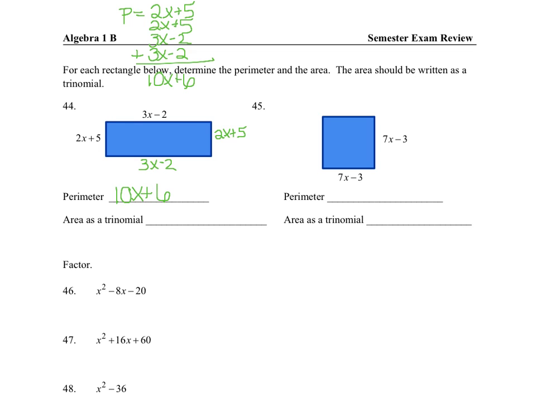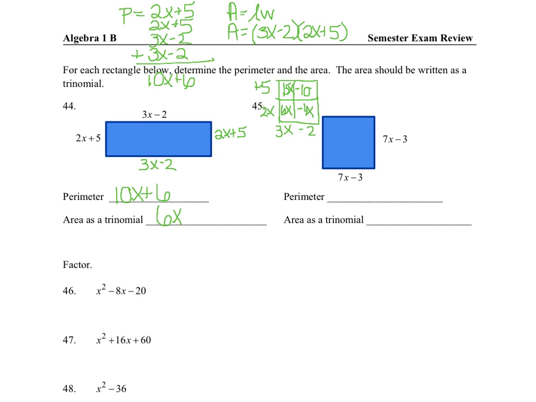Our area as a trinomial is going to be our length times our width. Our length is going to be 3x minus 2. Our width is going to be 2x plus 5. So if we multiply these out, we can make our little box. I'm going to run out of space here, sorry. 3x minus 2, 2x plus 5. 3x times 2x is 6x squared. 3x times 5 is 15x. Negative 2 times 2x is negative 4x. And negative 2 times 5 is negative 10. Well, 15x minus 4x is 11x. So 6x squared plus 11x minus 10.